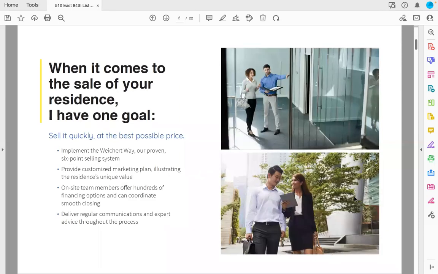So again, when it comes to the sale of your home, I really have one goal, and that is to sell it quickly at the best price possible. We have an amazing system called the Weichert 6-point selling system that we can go over today. That goes through our marketing plan, how we're going to get this listing disseminated both to people who live here on the Upper East Side, as well as people from the greater New York area, the country, and even the world that might be interested in your property. How we can also help you get through every phase of the entire process.